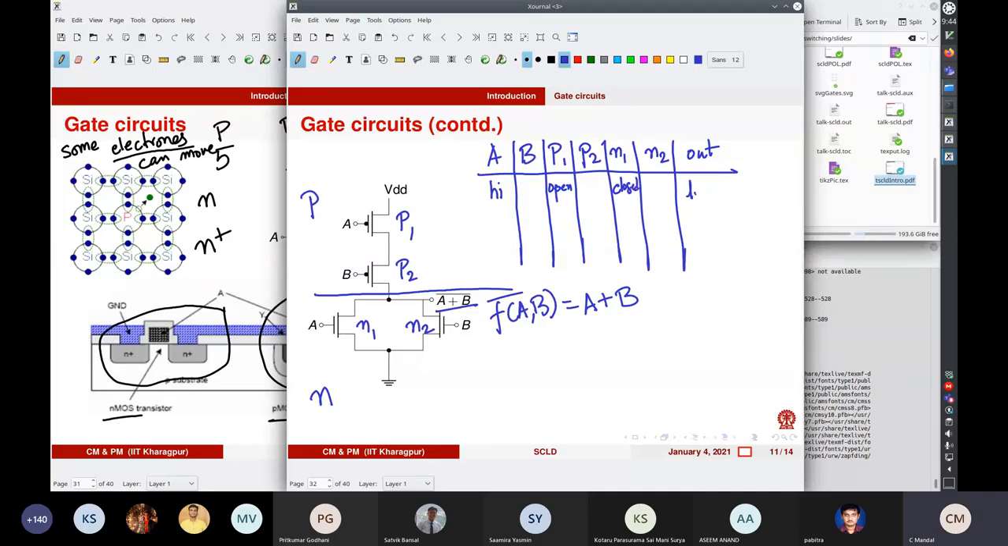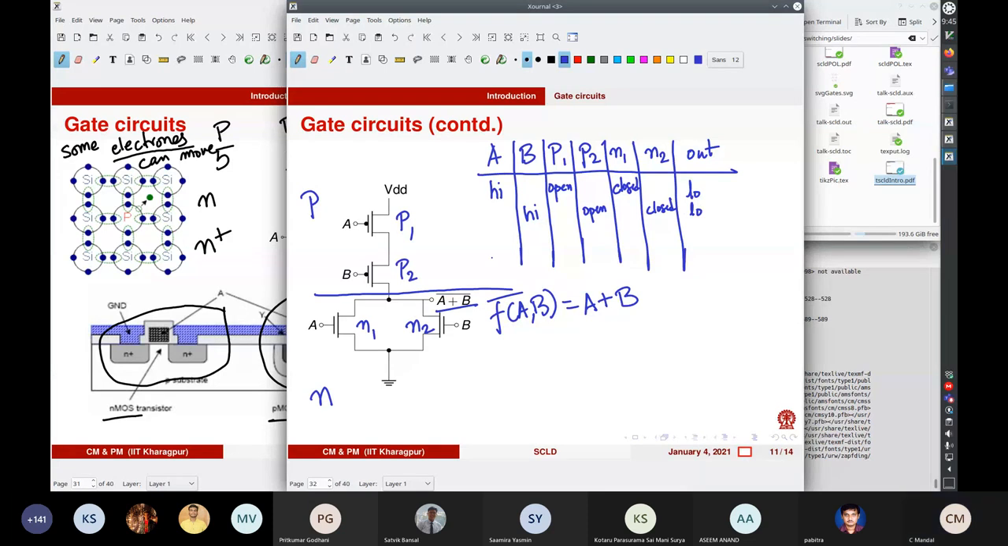Output is low. This is enough to make the output low. Suppose B is high. Then you have a similar situation. This is open, and this is closed, and the output is again low. And if both A and B are high, it's a merger of these two rows. So output continues to be low.